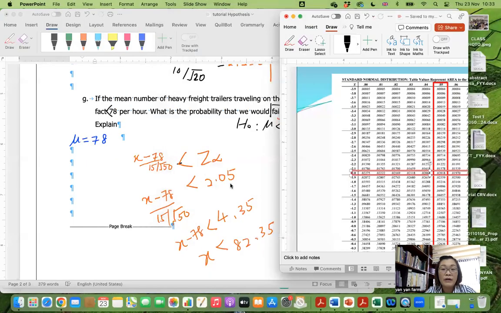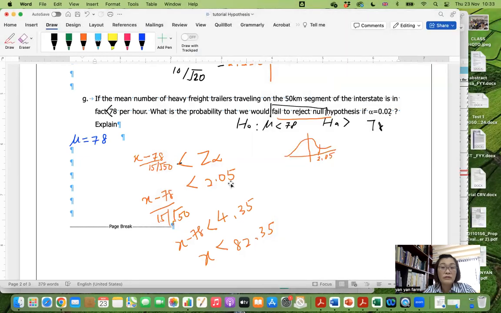Because we reject if it has to be smaller, we make it smaller than 2.05, and we solve this out. We found that our mean for the 50 samples needs to be smaller than 82.35 if we would like to accept the null hypothesis with the new mean of 78. The null hypothesis is 78.